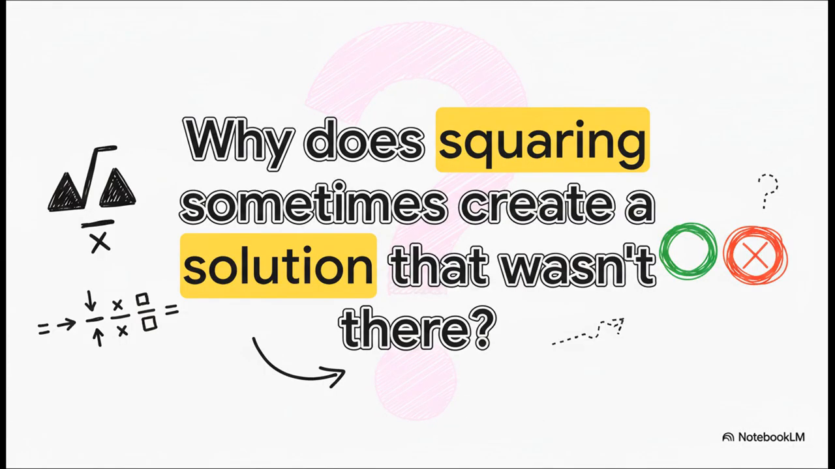So I'll leave you with this question to really let the idea sink in. We know that squaring an equation can create these phantom solutions, but really think about why. What is it about that one simple operation that has the power to introduce a solution that just wasn't there to begin with? If you can answer that, you've truly mastered this.